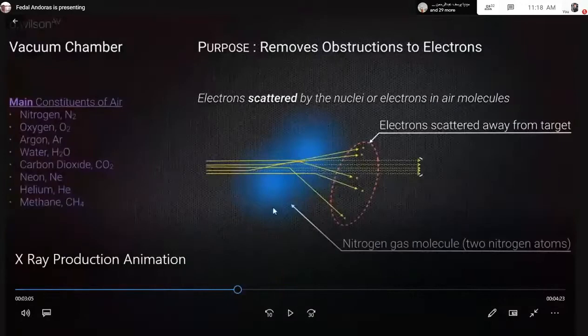Look here, if we have a non-vacuum tube with these elements, much of these electrons will be scattered and few of them will reach the target. But if it's vacuumed, all of the electrons will go this way to the anode, so you will get maximum energy. So that's why it's vacuumed.